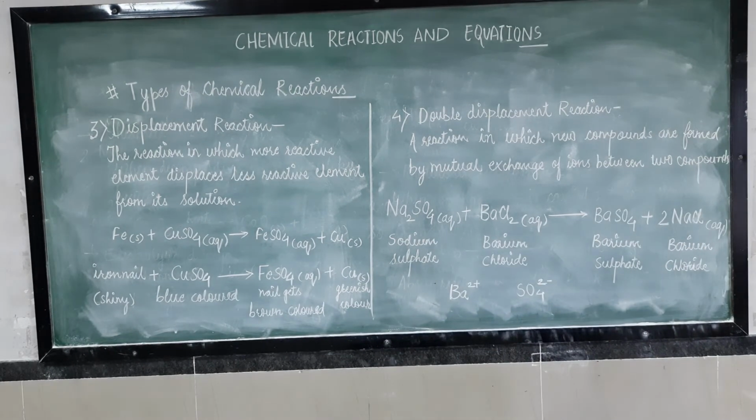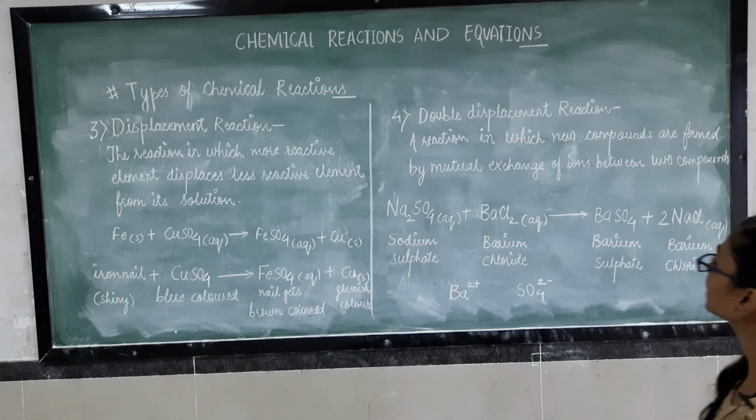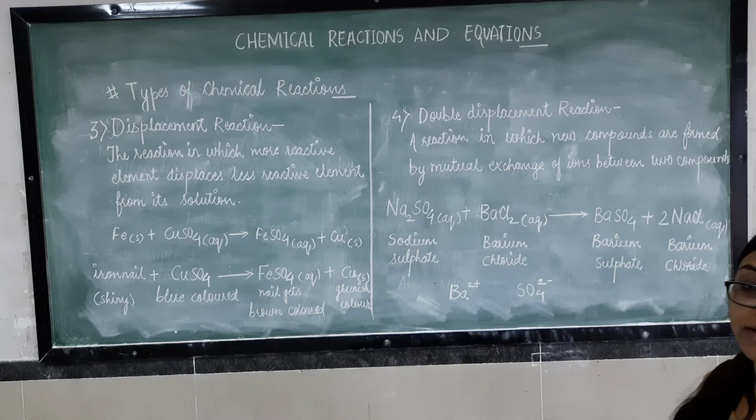Now another, fourth type of reaction, is double displacement reaction. What happens in a double displacement reaction? A reaction in which new compounds are formed by mutual exchange of ions between two compounds is known as what? Double displacement reaction. So mutual exchange of ions means, what does this mean? This means they satisfy the ions of each other.